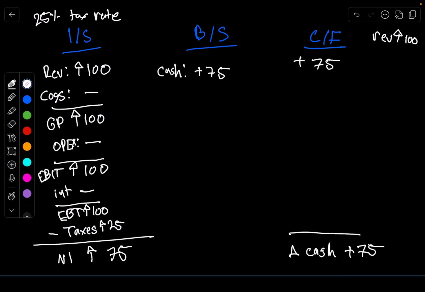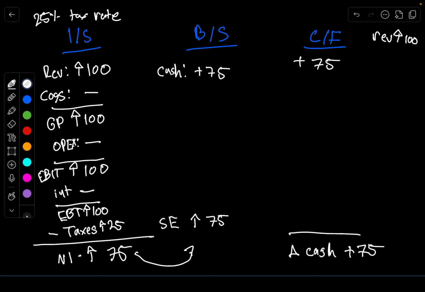And remember, our net income right here doesn't just flow to our cash flow statement, it also flows to our shareholders' equity. Because the way that I want you to think about it is that if there's $75 more in profits, who is that attributable to? That's attributable to the shareholders of that company. So that means that our shareholders' equity also goes up by $75, right? And that's essentially all there is to it, right?